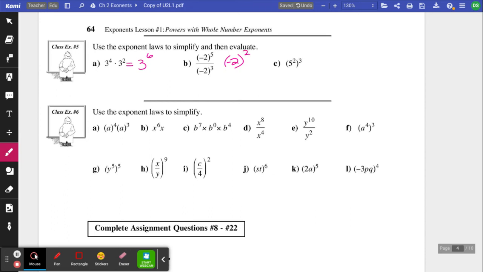All right, how about on C? What do you see? Powers of powers, which we call superpowers, which you do what? Multiply them together. So this becomes 5 to the 6.